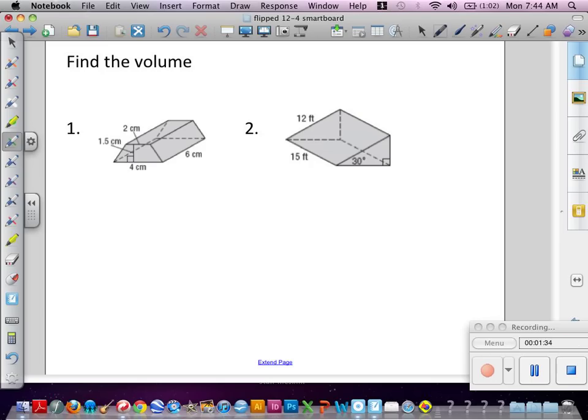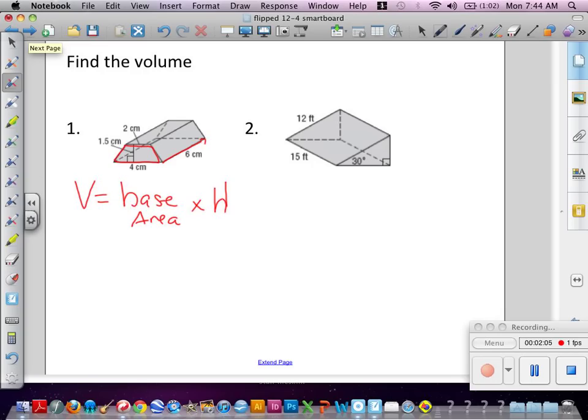We have to find the volume. Remember, volume is the base area times the height of the prism. So first you have to figure out what the base is. And so when you're looking at this figure, this is a trapezoidal prism because the base is a trapezoid, and it's a prism because it's maintaining its shape throughout.